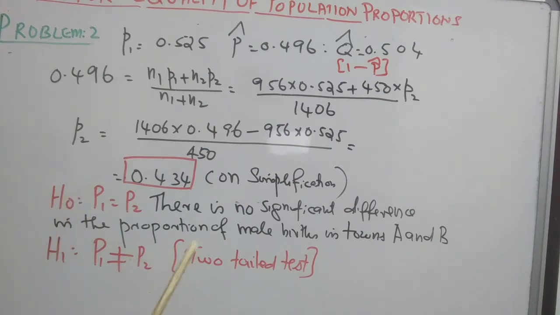The question is whether there is any significant difference in the proportion of male births in two towns A and B. H0 is always stated as there is no significant difference. H0 is that P1 is equal to P2. Therefore, H1 is there is some significant difference, that is, P1 is not equal to P2. So that is a case of two-tailed test.